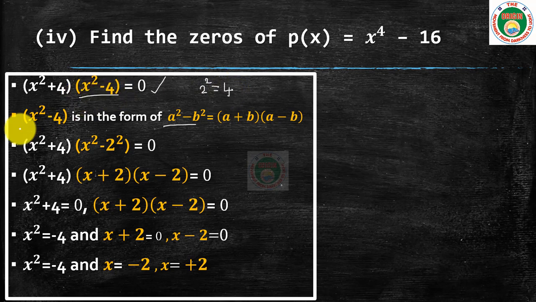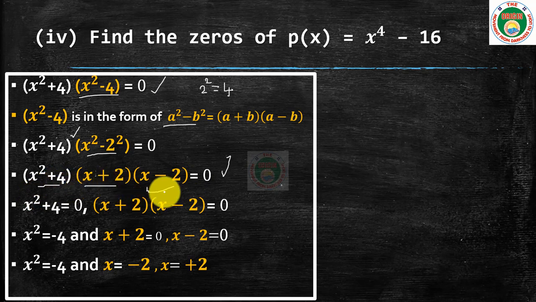So this is in the form of a square minus b square, then x square minus 2 square equal to 0. Then again a square minus b square is a plus b into a minus b, that is x plus 2 into x minus 2 equal to 0. This x square plus 4, I did not change, just keep it like that. Now the term is x square plus 4 into x plus 2 into x minus 2. Three factors are there here.